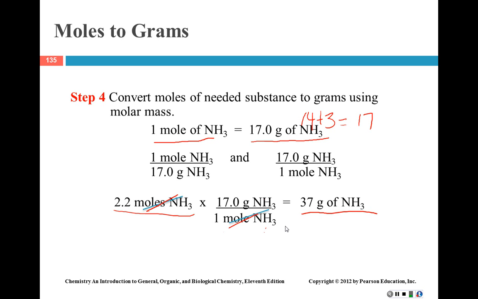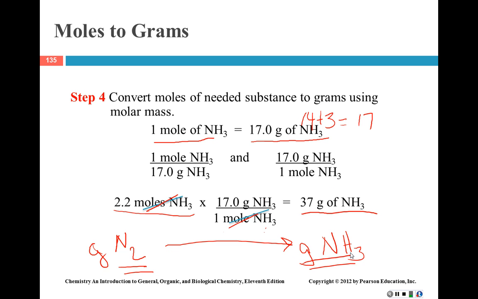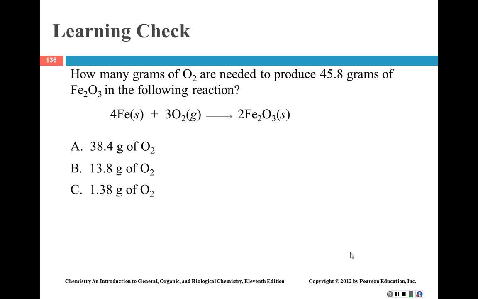So what that told us was, we started with a certain amount of nitrogen, and by knowing that, we could convert that to grams of ammonia. Okay, and so that's exactly what we did. So let's look at some learning checks with this and work this out.